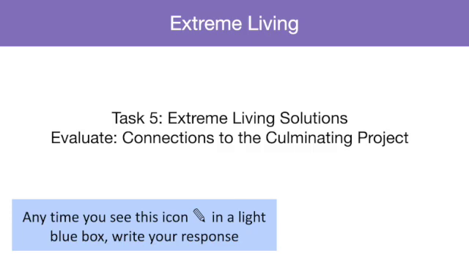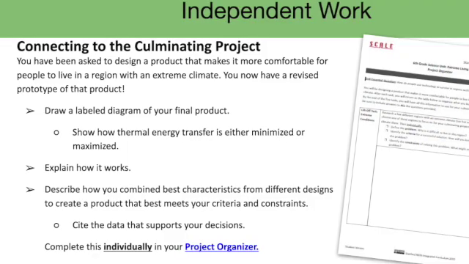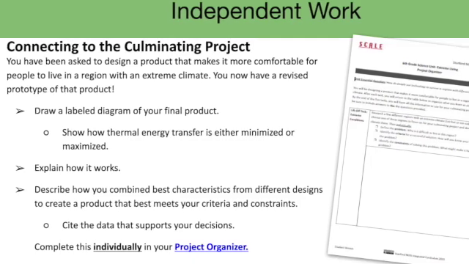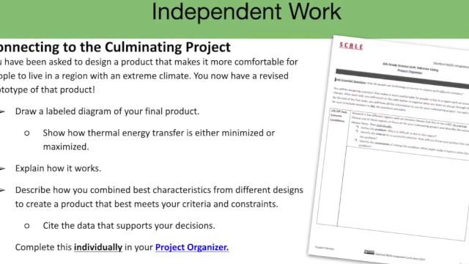Students will once again make connections to the culminating project that they've been working toward throughout this unit. In the previous week, students built and tested prototypes of the products they designed to maximize or minimize thermal energy transfer. Then, they read other groups' posters in order to revise and improve their own group's design. Now, in their project organizers, students should draw a labeled diagram of the final product, showing how thermal energy transfer is either minimized or maximized.